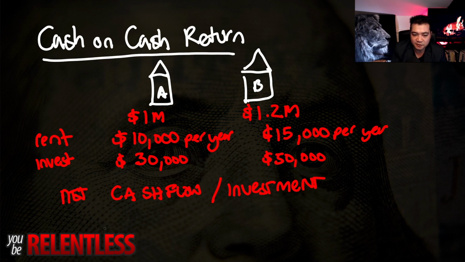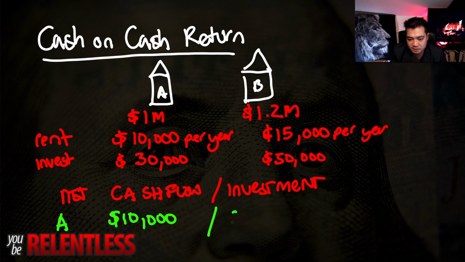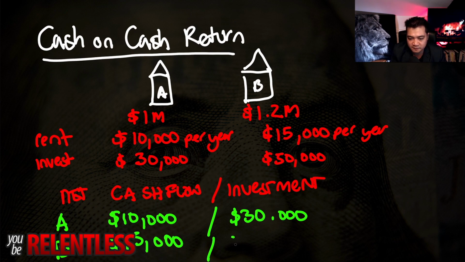So let's figure it out. The net cash flow for property A is 10,000. Divide that by my investment, which is 30,000. Plug in the numbers for property B while I'm here. It's 15,000, that's my rental, and then divide that by my investment of 50,000.